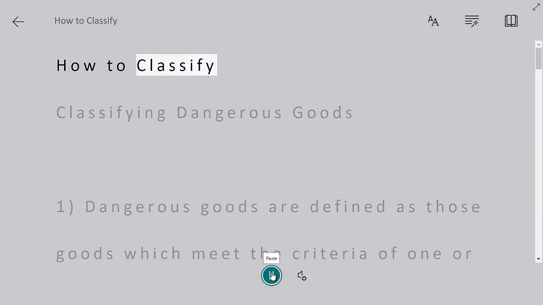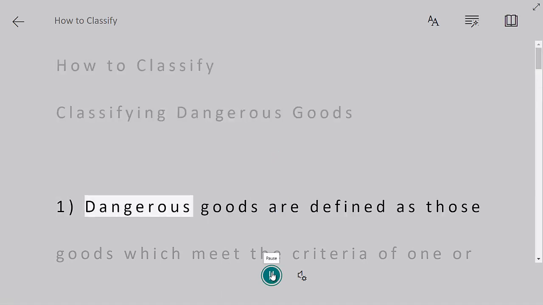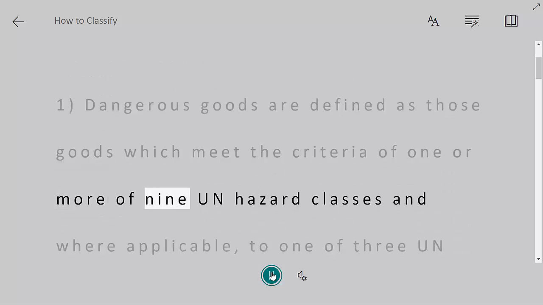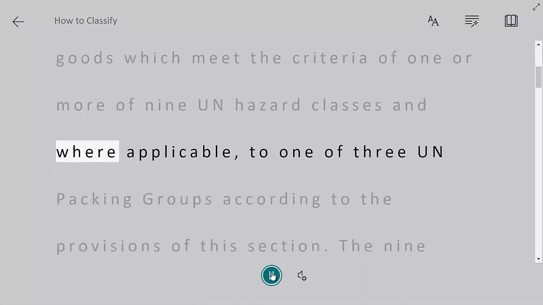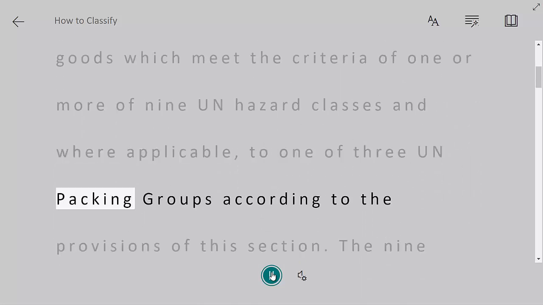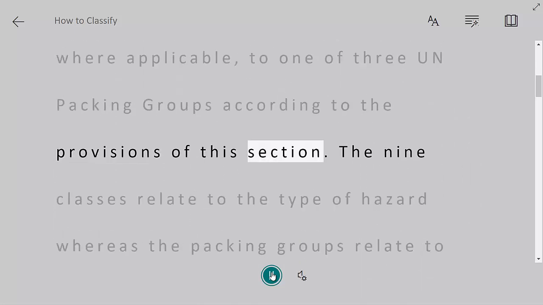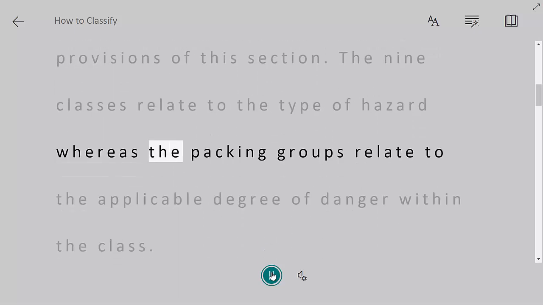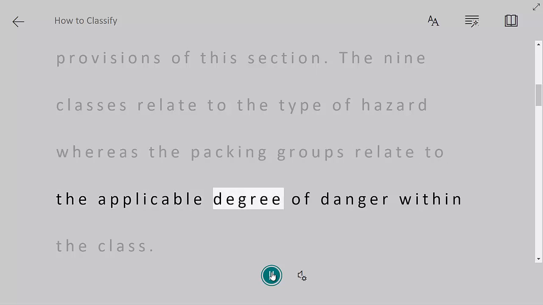How to classify. Classifying dangerous goods. 1. Dangerous goods are defined as those goods which meet the criteria of one or more of 9 UN hazard classes and, where applicable, to one of 3 UN packing groups according to the provisions of this section. The 9 classes relate to the type of hazard, whereas the packing groups relate to the applicable degree of danger within the class.